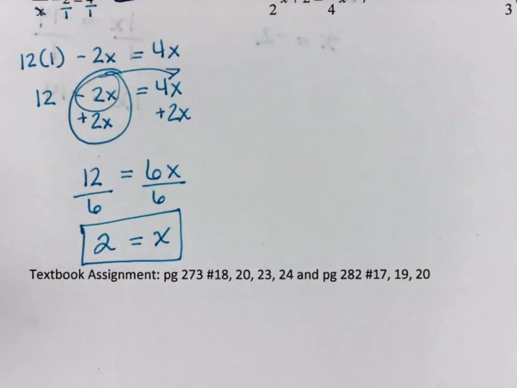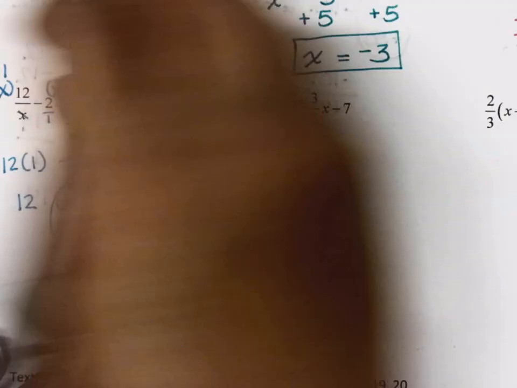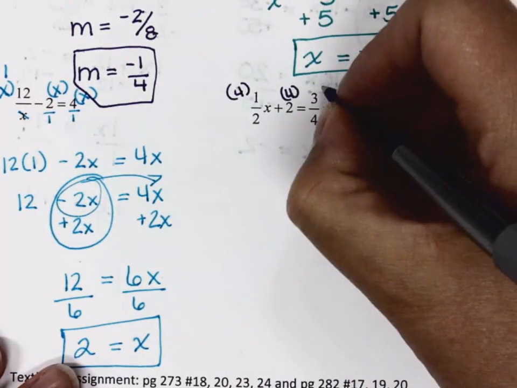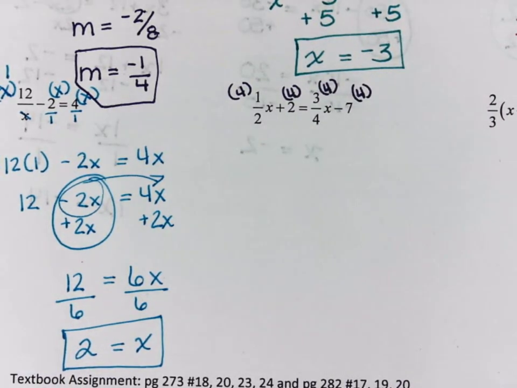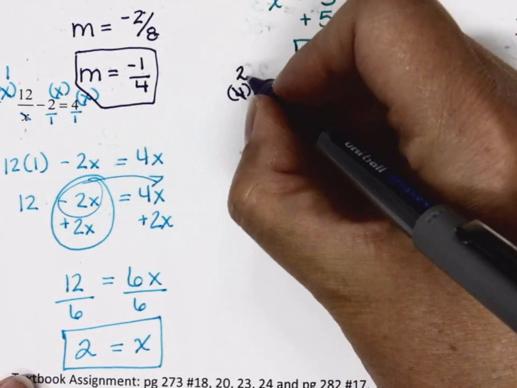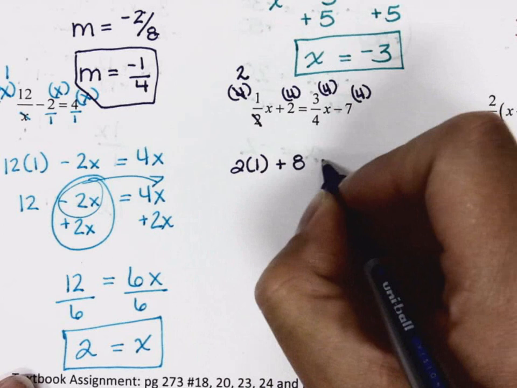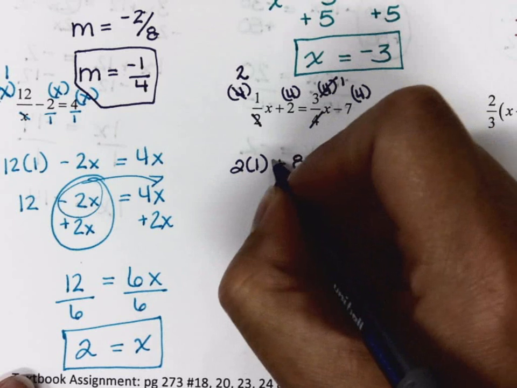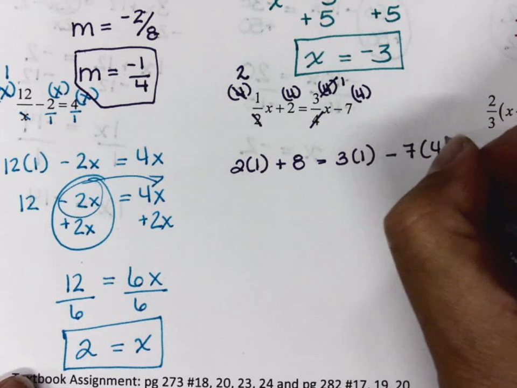All right, so I'm going to multiply all the terms by 4. Even if it doesn't have a denominator, you have to multiply it by 4. Every term, even if it doesn't have a denominator. All right, so 4 divided by 2 gives me 2. So I'm going to have 2 times 1 plus 8 equals, and we know 4 divided by 4 gives me 1, so 3, guys, 3 times 1, and then I'm going to have minus 7 times 4.